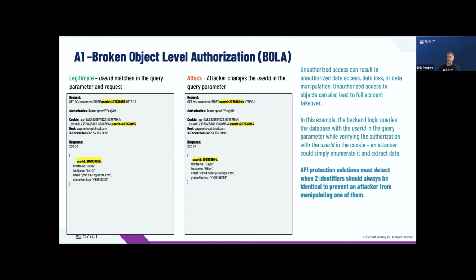So API protection solutions must be able to detect, learn, and recognize when these numbers should be the same. In this case, the number of the user ID requested and the number in the cookie. And when two identifiers should always be identical, they should prevent an attacker from manipulating one of them.